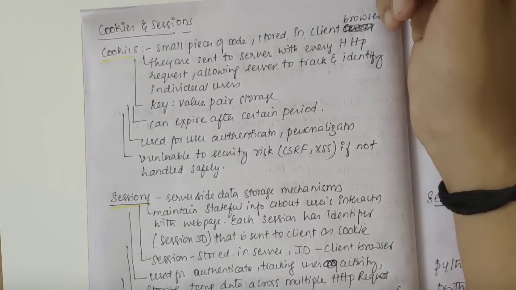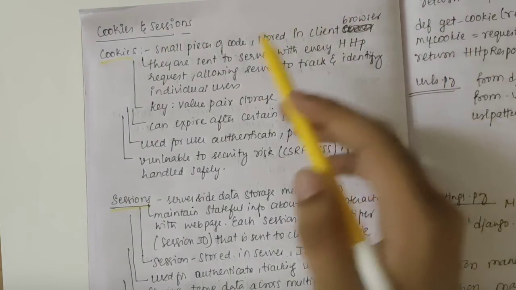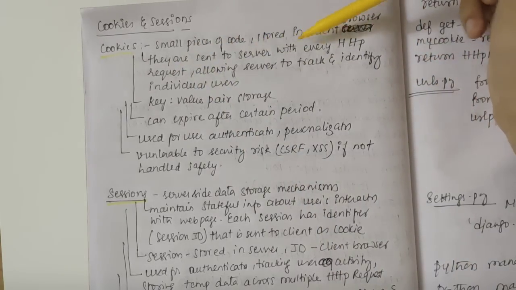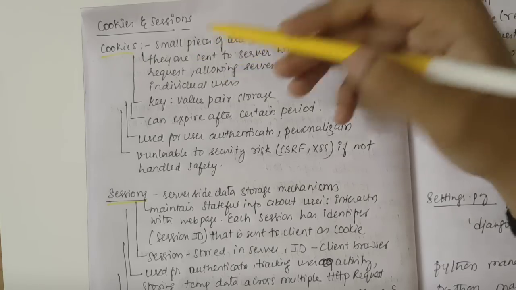The first topic we have is cookies. Cookies are small pieces of data stored in the client browser. We know what cookies are, we have studied them in CN. They are sent to the server with every HTTP request, allowing the server to track and identify individual users.